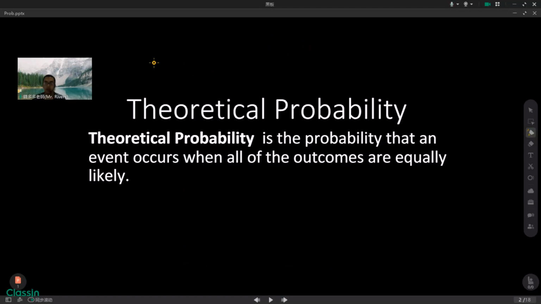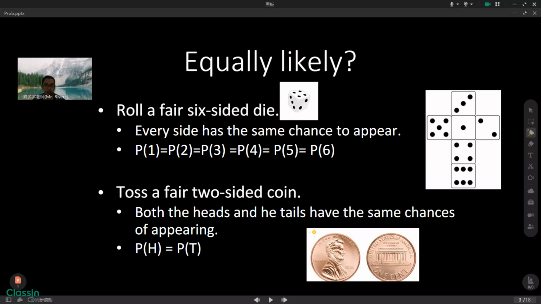First of all, theoretical probability. Please repeat this after me. What is a theoretical probability? Theoretical probability is the probability that an event occurs when all of the outcomes are equally likely. Okay, equally likely. What does that mean? It's so abstract. Let's take a look at an example.